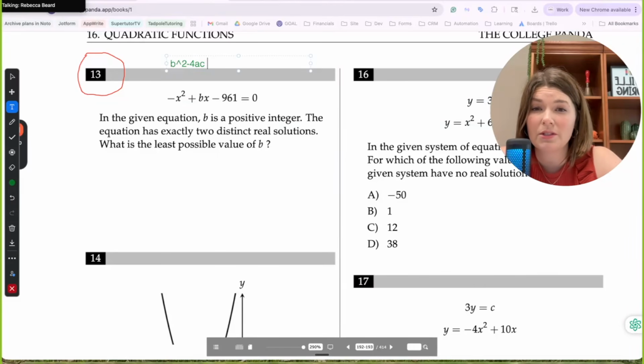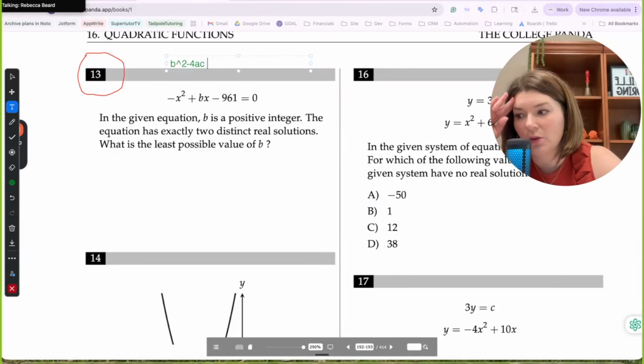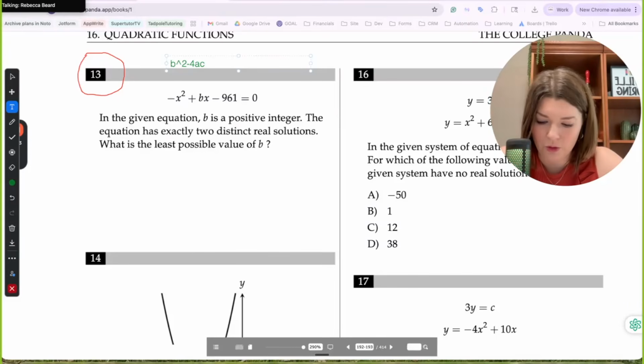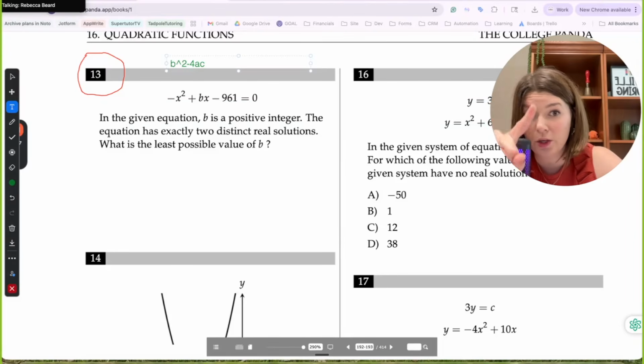So on this problem, it says the equation has exactly two distinct real solutions. So if you go to your discriminant rules, from a high level here, two distinct real solutions is going to be greater than 0. If it has one real solution, it's going to equal 0. And if it is less than 0, it's going to have 0 real solutions.